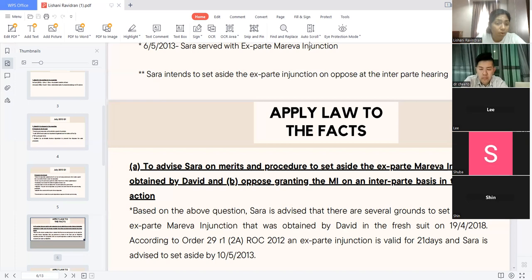Okay, so you can see the first one. Before that, do you all understand what is happening in the question? Do you all understand the story or not? Because I cannot see you all in the chat box. Hold on.